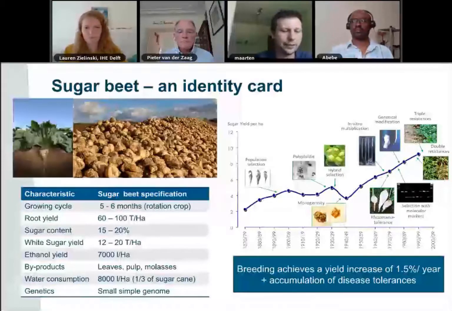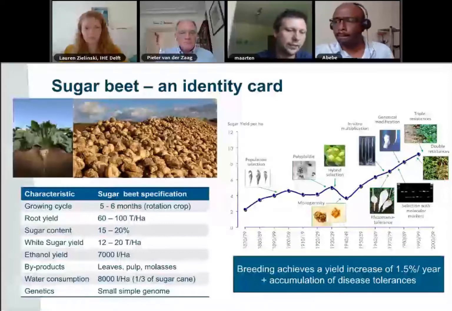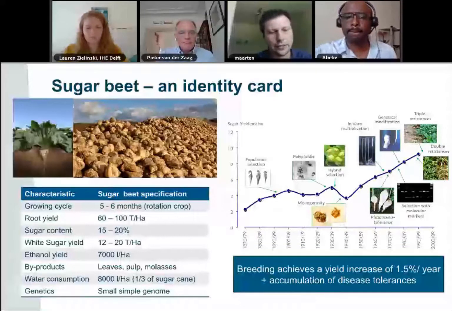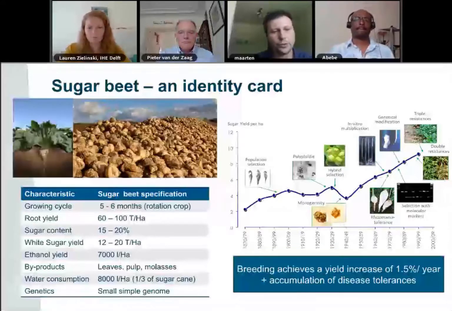And like mentioned in the video, I think a big difference or a big strength of our crop is the low water requirement. So even in tropical regions or in regions with very high irradiation, it never exceeds 8,000 liters per hectare. So on average, the water consumption is about 3 times lower than that of sugar cane. And a second interesting characteristic of sugar beet is that it has a very small and simple genome, which allows for a very active and dynamic breeding.